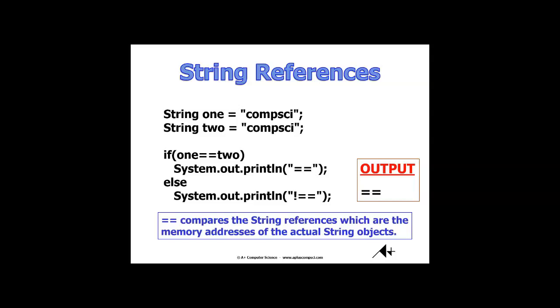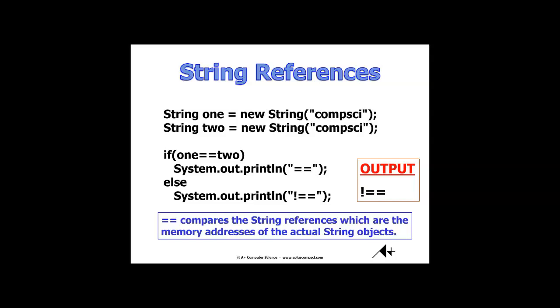So in this example, I've got one referring to comp sci, and I've got two referring also to comp sci. So if I say if 1 equals equals 2, both 1 and 2 are referring to the same string, meaning they're storing the same location or memory address, meaning they're equal. So this one's going to print out equal equals.